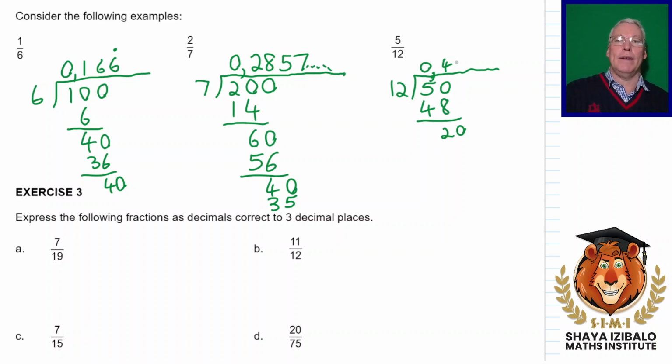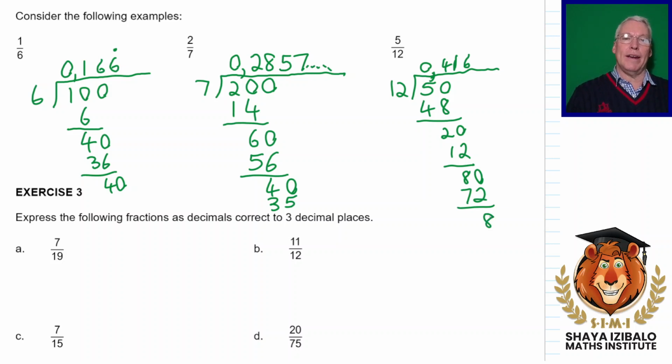12 goes into 20 once. All right? 1 times 12 is 12. 20 minus 12 is 8. That's the subtract step, and then we bring down. 12 goes into 80 6 times. All right? 6 lots of 12 is 72, and lo and behold, we get 8 again, and we get 80 again. So from here on, it's just going to go 6, 6, 6, 6, 6.